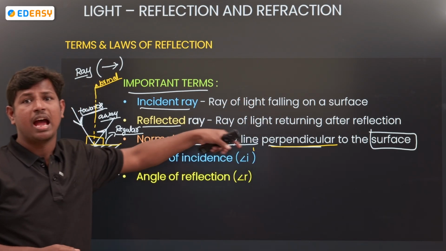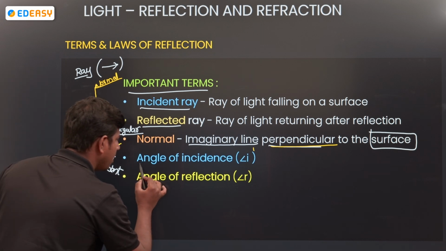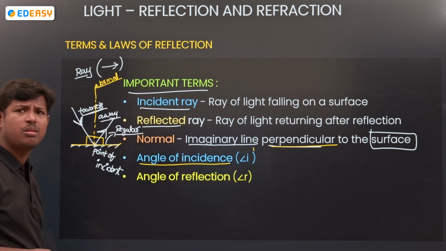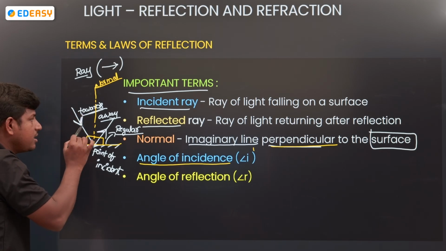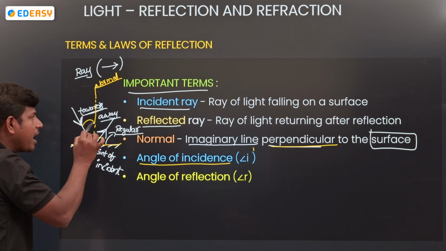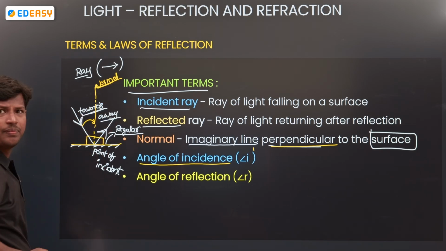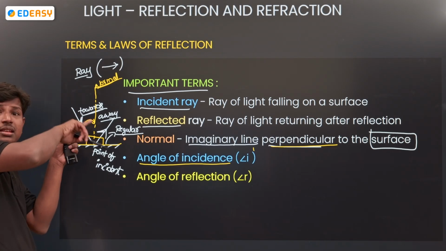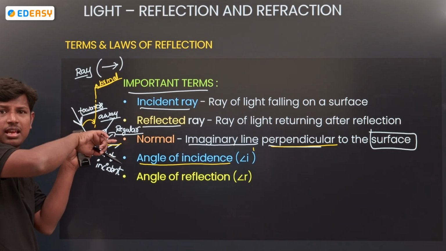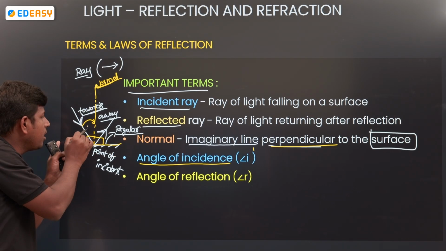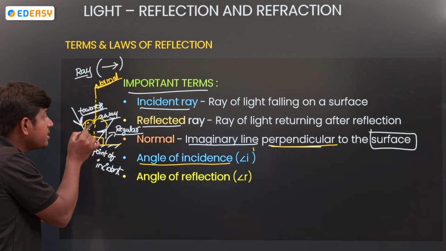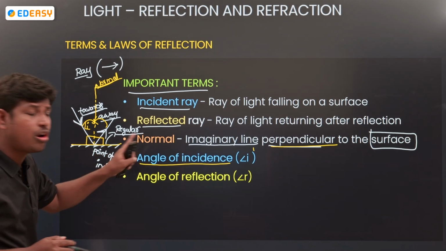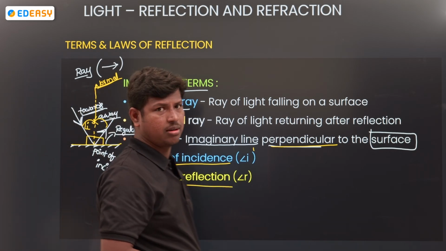Coming to the next point, angle of incident. What is meant by angle of incident? The incident ray is there, right? The incident ray makes an angle with the normal, that is called the angle of incident. If the reflected ray also makes an angle with the normal, that is called the angle of reflection.